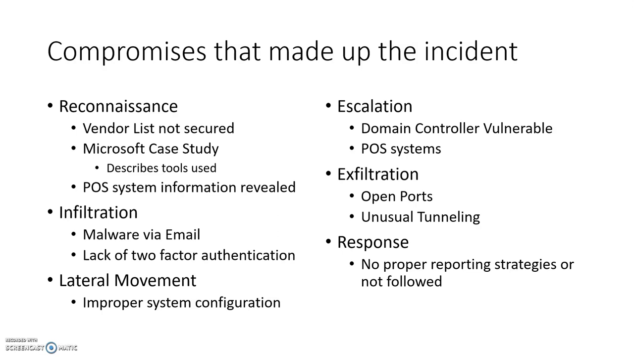This access was able to be gleaned because there was a lack of multi-factor authentication. From there was lateral movement. Since the systems were not properly configured, the attackers were able to move from one system to another. This allowed them to eventually get to escalation when they found a domain controller with vulnerabilities from that same case study. Those vulnerabilities allowed them to gain access to the domain controller and escalate privilege, which then allowed them to get access to the POS systems.